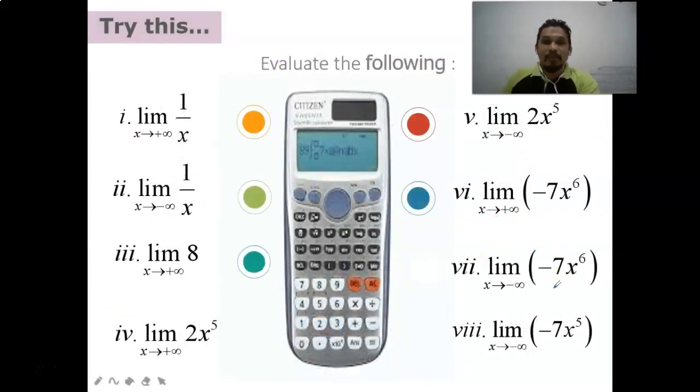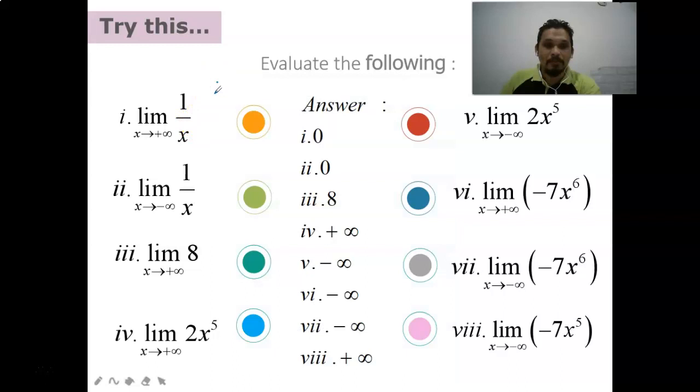Okay, evaluate the following. For this one here, x approaches positive infinity, when x is getting bigger and bigger. So what is going to happen here? 1 over 10 equals 0.1, 1 over 100 equals 0.01.